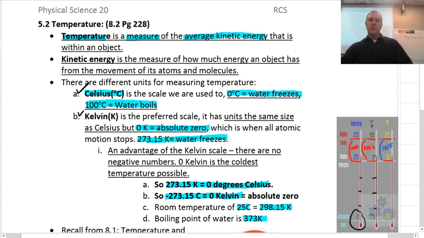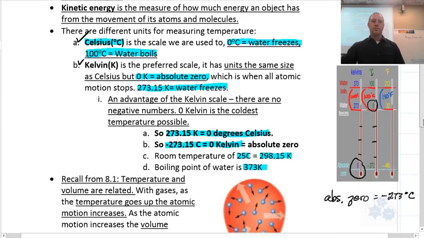The Celsius scale is based on the properties of water. 0 is where water freezes and melts, the same temperature, and 100 degrees is where water boils. The Fahrenheit scale is not based on properties of water, and we don't use that one very much.